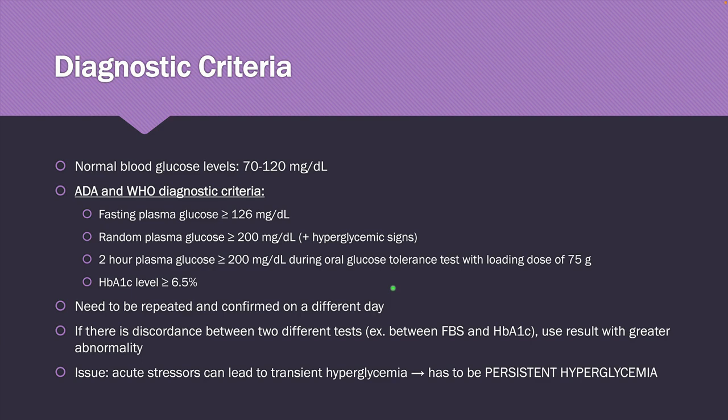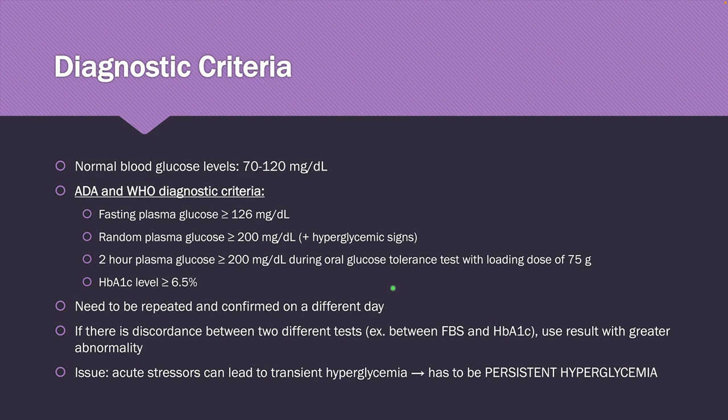If there is discordance between two different tests, for example, you ordered FBS and HbA1c level together, if one of them is deranged, that is the result you consider. Because it's better for you to be more worried about diabetes. You are more likely to want to treat diabetes than not treat at all and leave the hyperglycemia unaddressed.